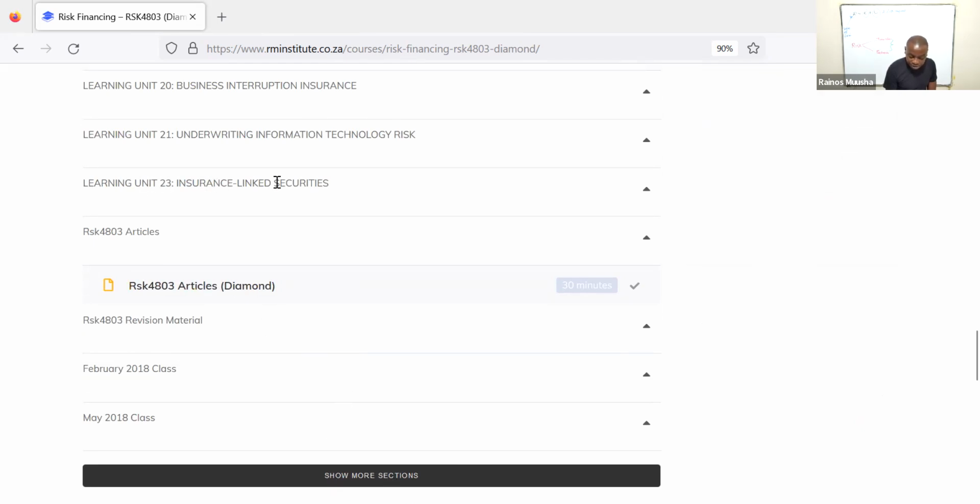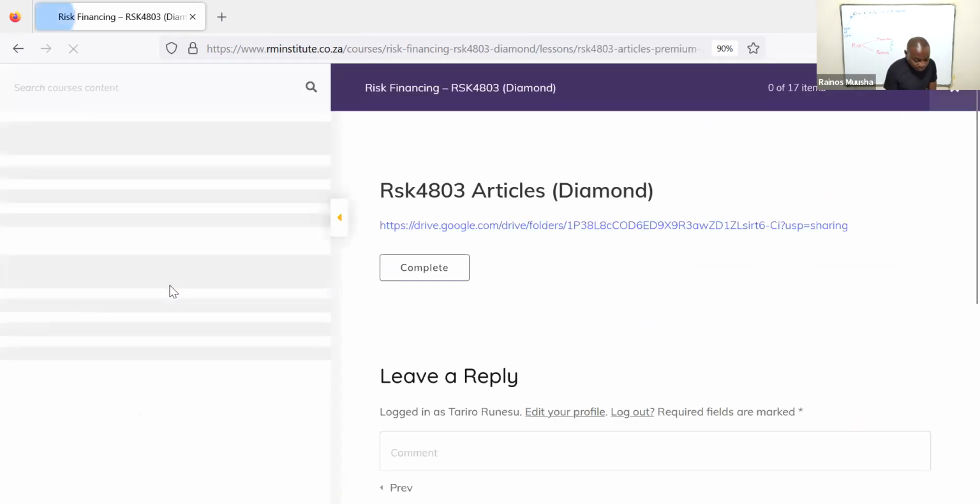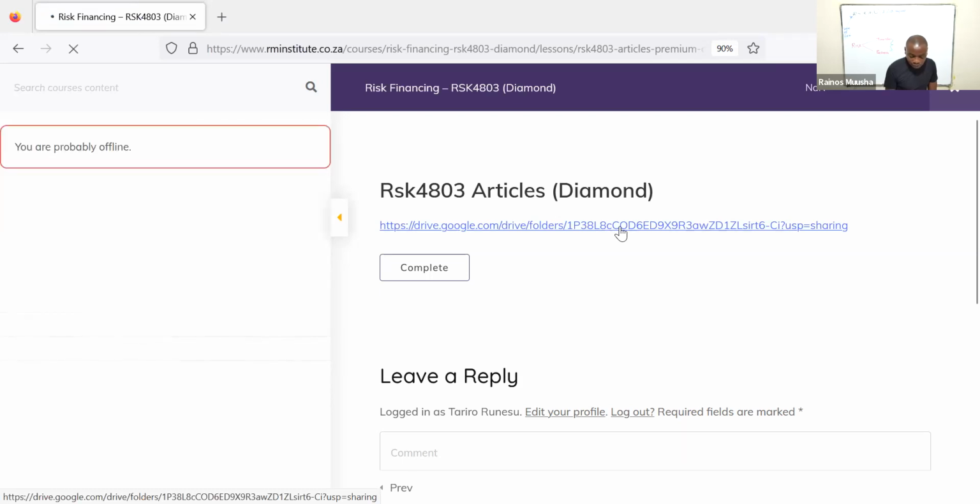After learning unit 23, it will give you an option to say articles. If you click on this tab, this is how you are going to be able to access the articles for the different study units as well. If you click on RSK4803 articles, it will take you to the Google Drive. It will give you a link for the Google Drive.